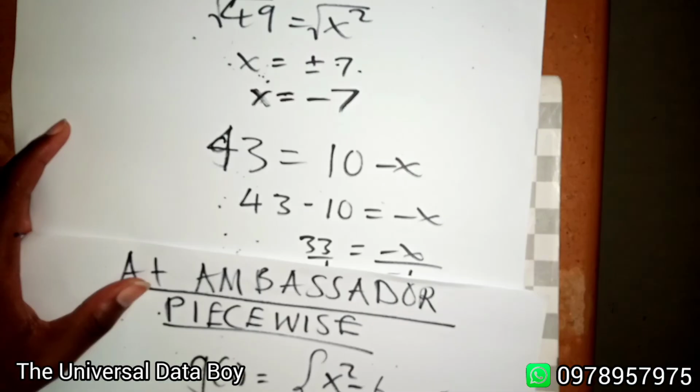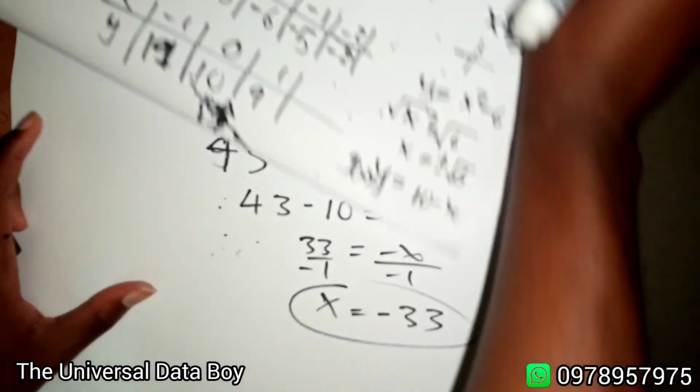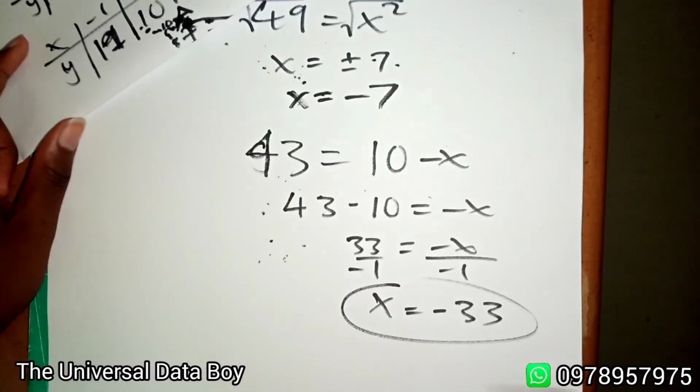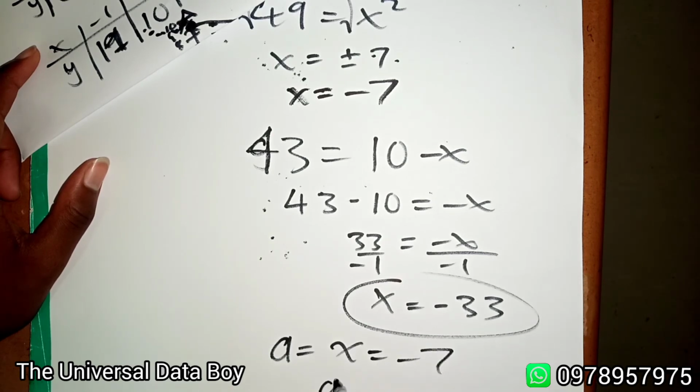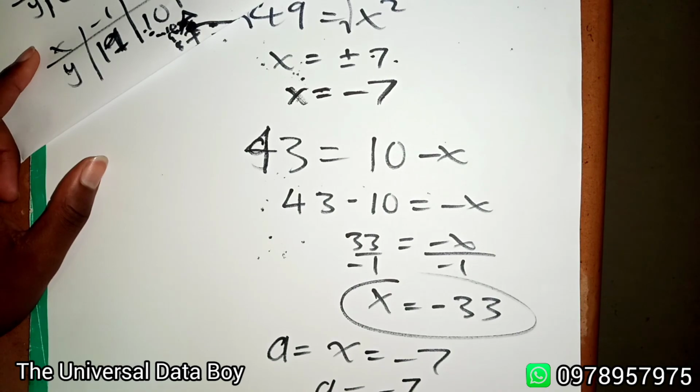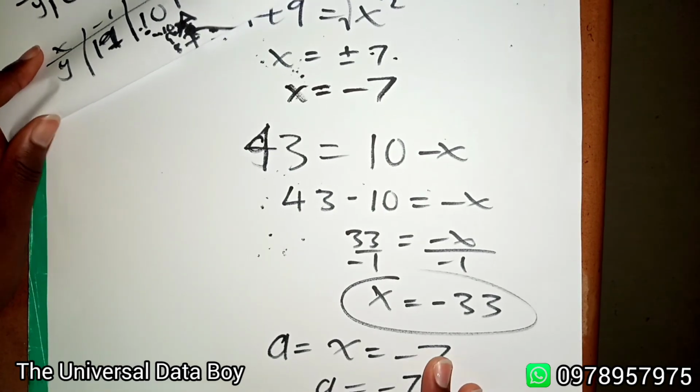So now you can conclude to say a is equal to the value of x that holds, which is negative 7. So the value of a is equal to negative 7. So if it's been told to find values of a, sometimes it can be more than 2, sometimes it can just be 2.